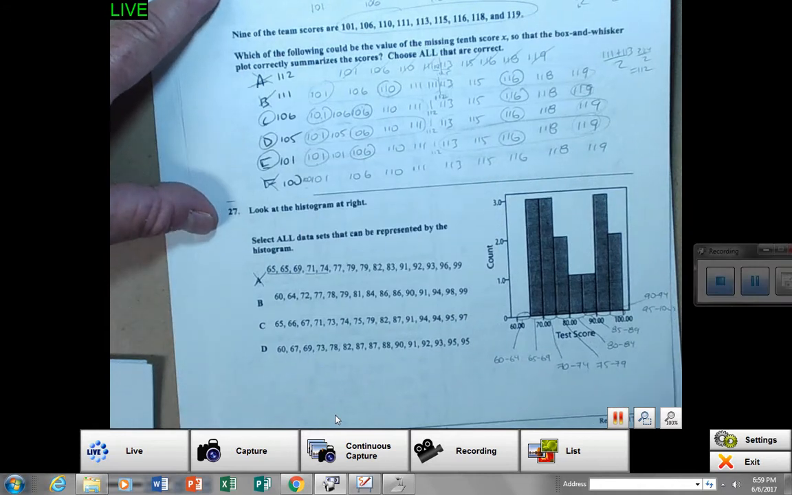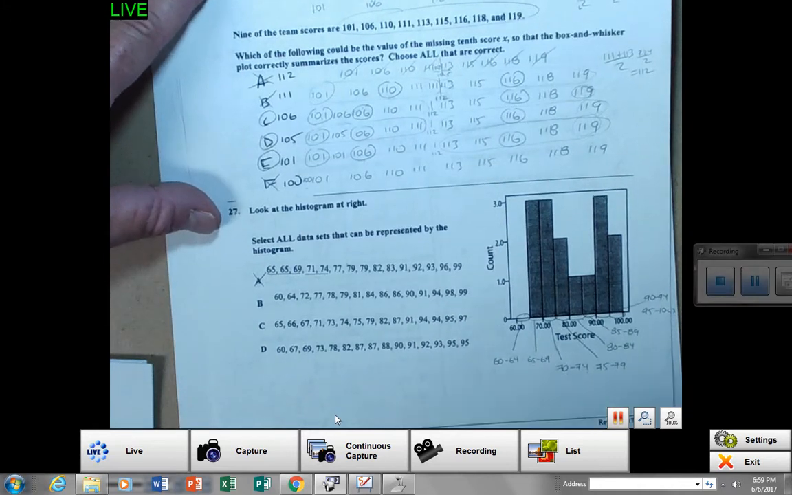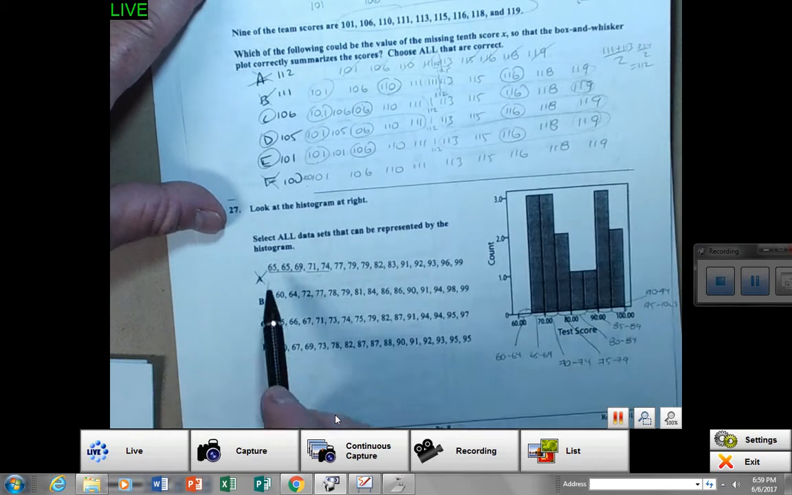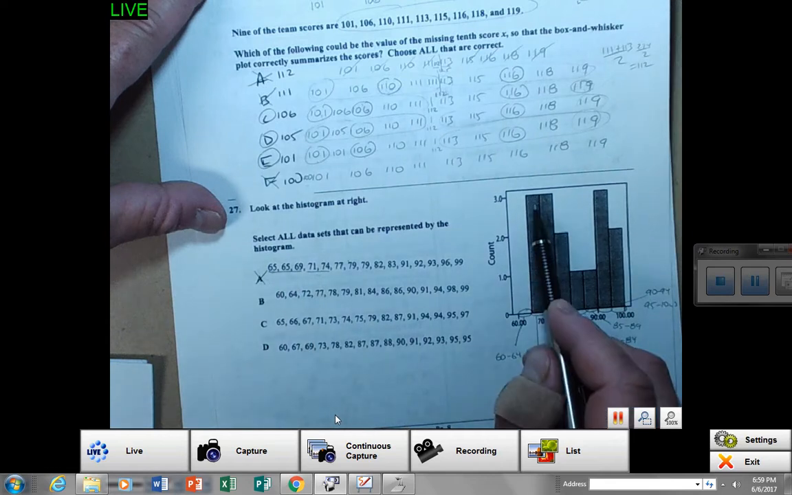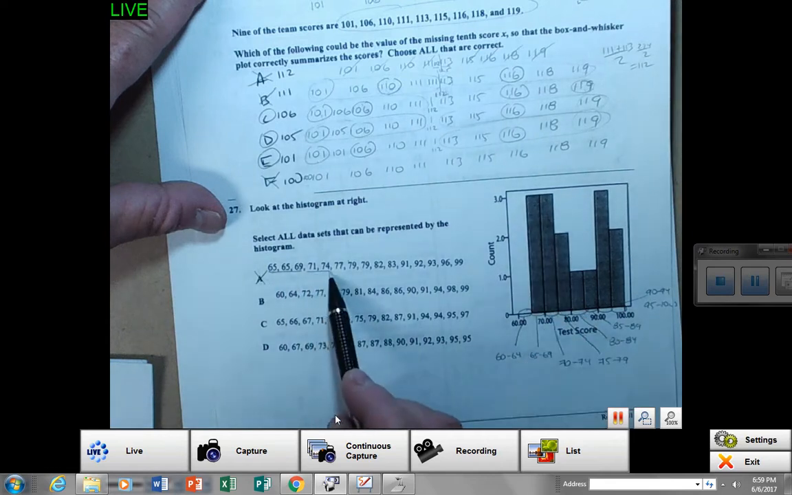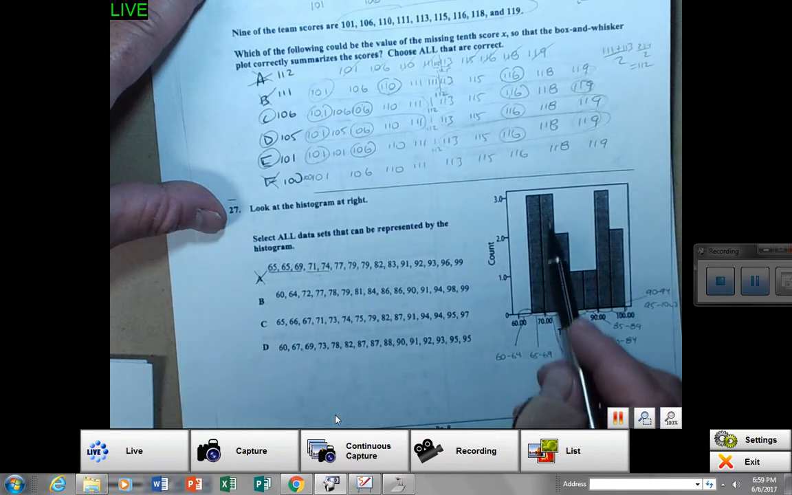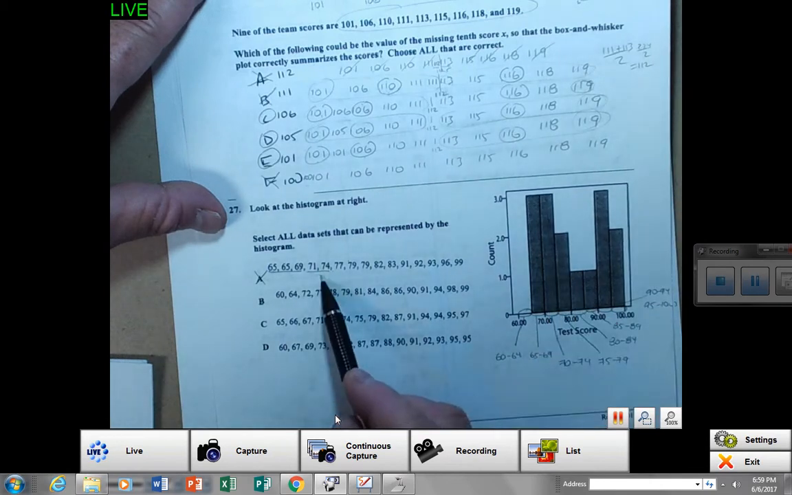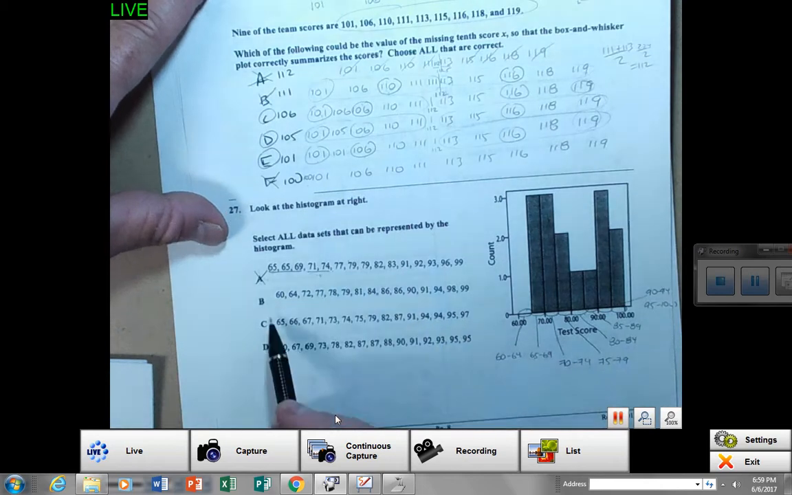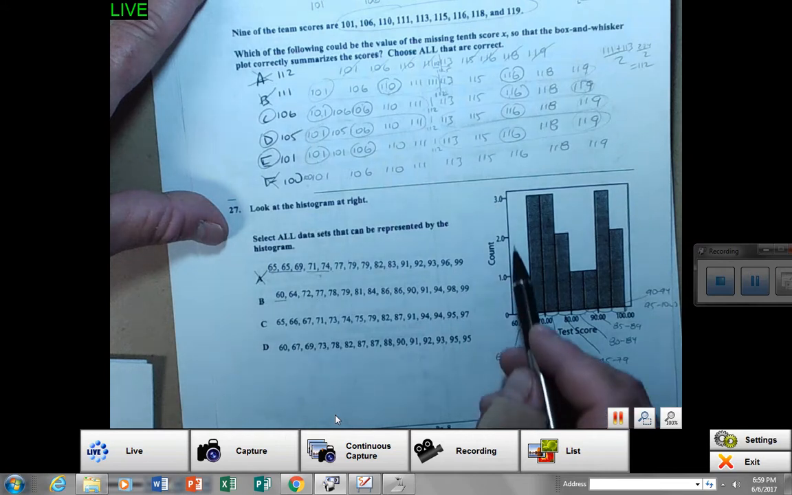Hopefully that wasn't on there too long. Hopefully. But again, looking at this, 65, 65, 69, 3 numbers in this range. Correctly goes up to 3. But when I get up to 71 through 74, this next one goes up to 3 also. I only have 2 here, so that does not match. Next one, 60. I have 1 number in this range, but this histogram shows nothing.